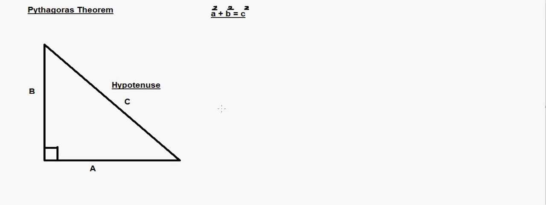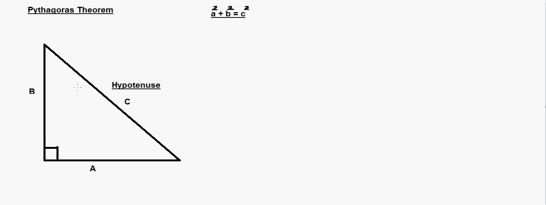Okay, so I thought we'd look at Pythagoras' theorem. Because I'm old, I was always taught that the square of the hypotenuse is equal to the sum of the squares of the other two sides. So we had to learn that off parrot fashion. Okay, now we don't need to do that. It's just written as a squared plus b squared equals c squared.